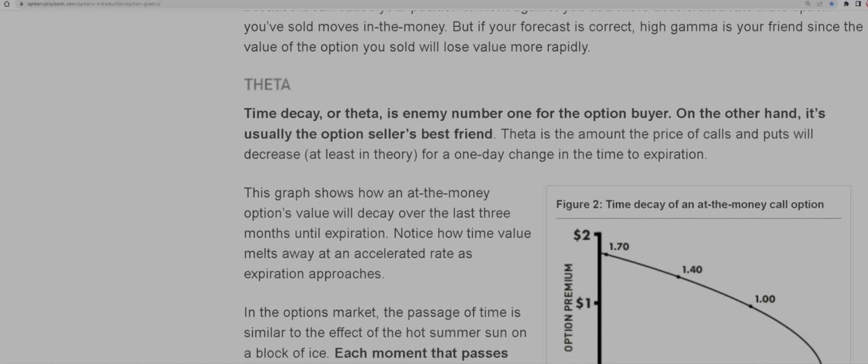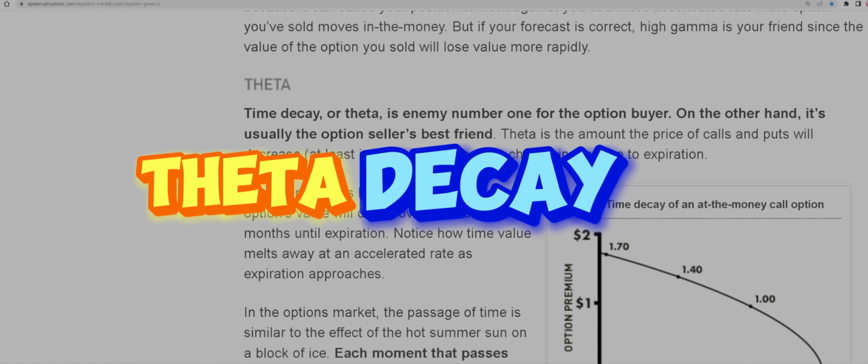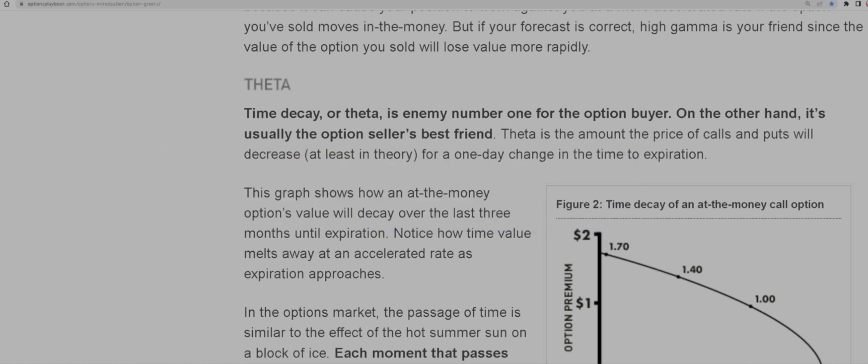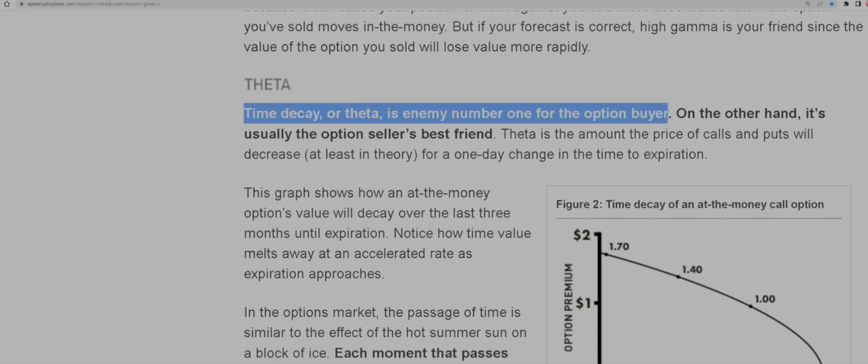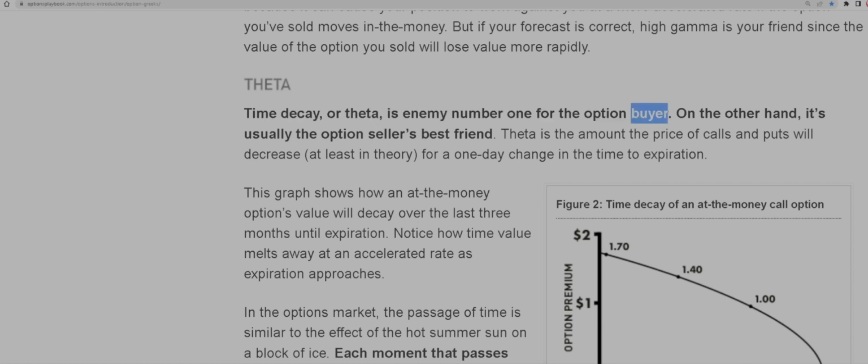So now there is another one, which is my favorite, and I really watch this whenever I want to choose an option to trade. Theta. What is theta? Theta decay, or theta, is enemy number one for the option buyer. Whenever you buy an option, this is the factor of your losing money over time. So let's see how they explain it.